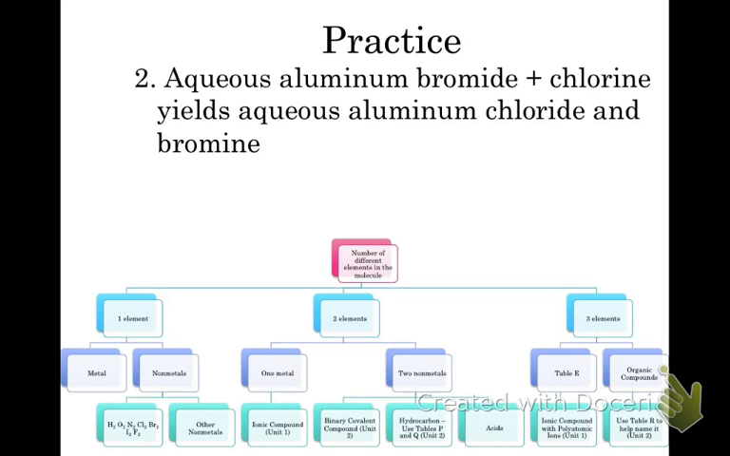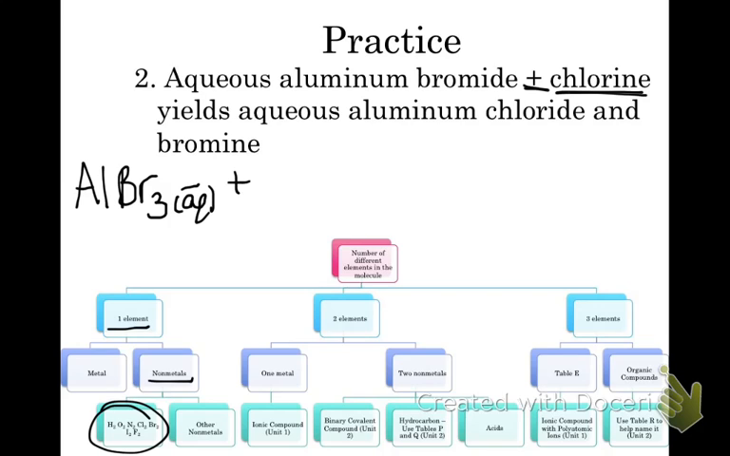Going on to the next one, aqueous aluminum bromide and chlorine yields aqueous aluminum chloride and bromine. So aluminum bromide, we know by naming is AlBr3. We have a plus sign here. Oh, excuse me, that's supposed to be aqueous. The plus sign. Chlorine. So chlorine is one element, it's a nonmetal, and actually falls into the Hunkelbriefs, so we have to make sure that it's Cl2.